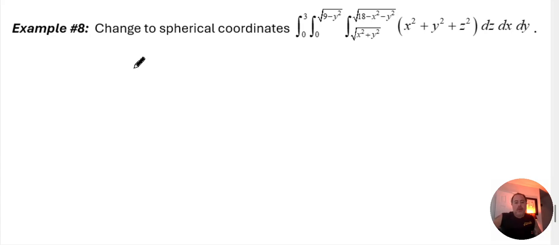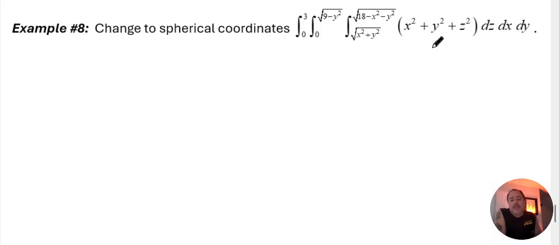Guys, welcome back. We are continuing on converting Cartesian triple integrals, in this case, to spherical coordinates. Here is our problem: the integral from 0 to 3 with respect to y, the integral from 0 to the square root of 9 minus y squared with respect to x, and then the integral from the square root of x squared plus y squared to the square root of 18 minus x squared minus y squared with respect to z of x squared plus y squared plus z squared.